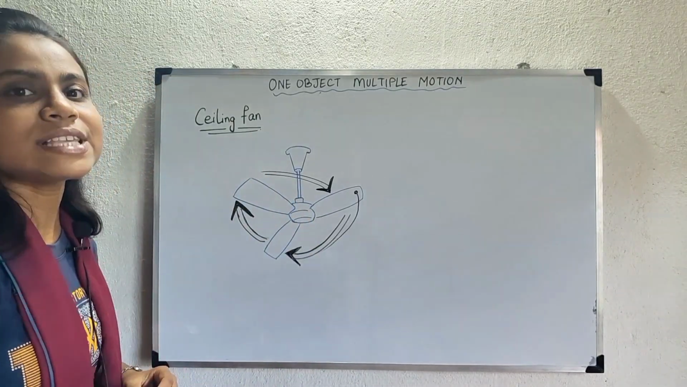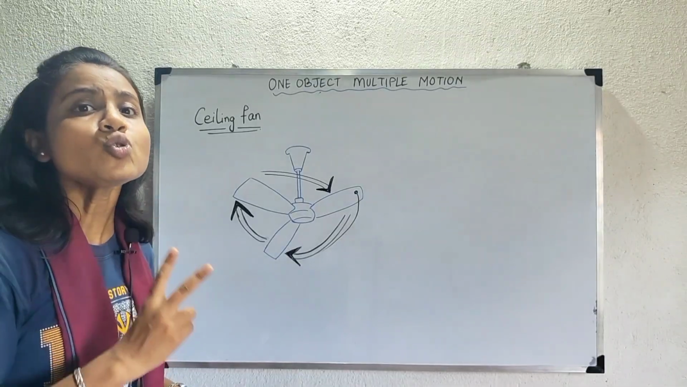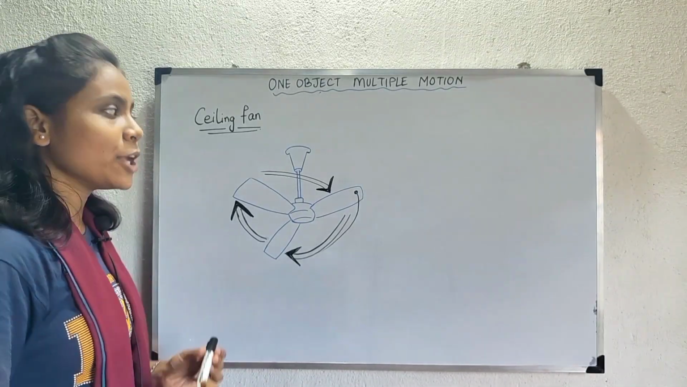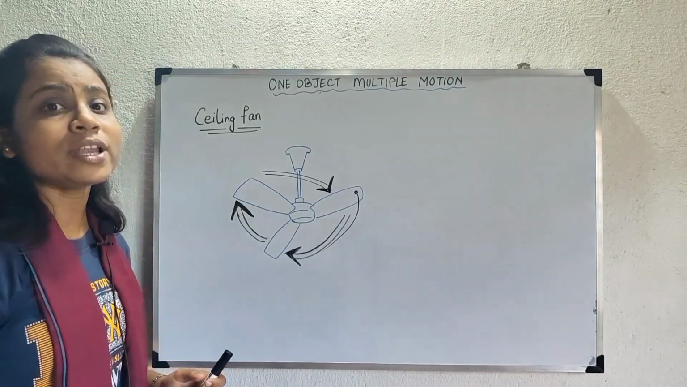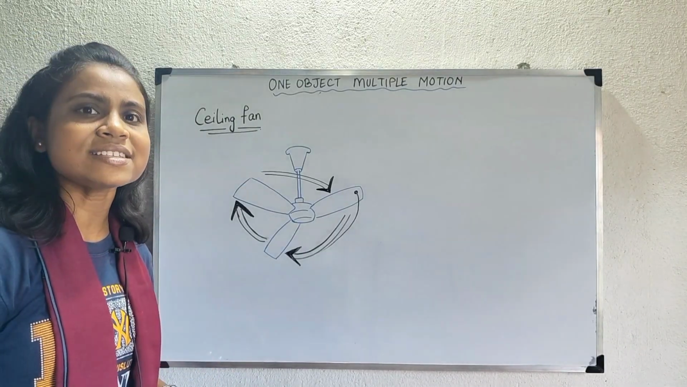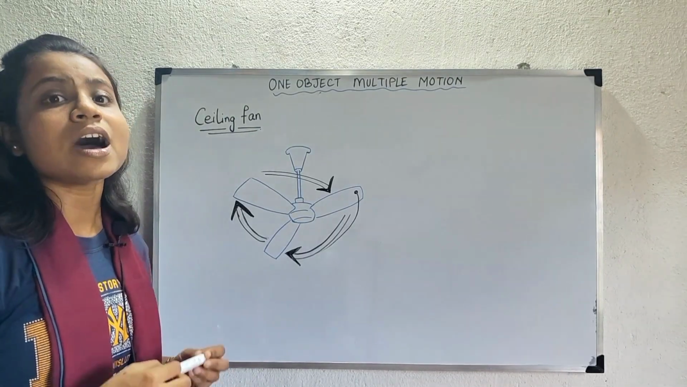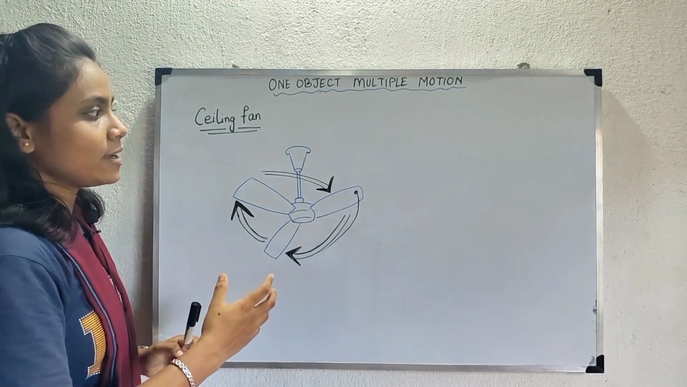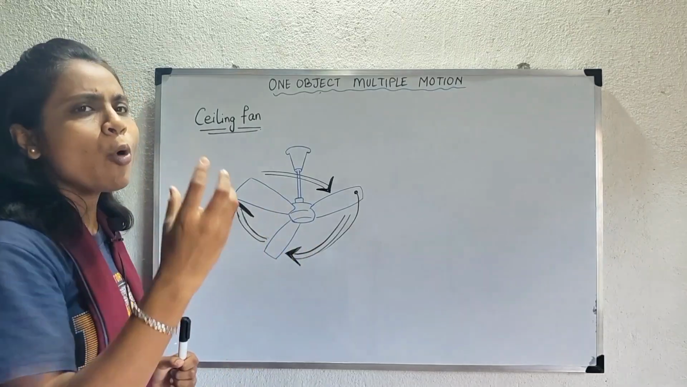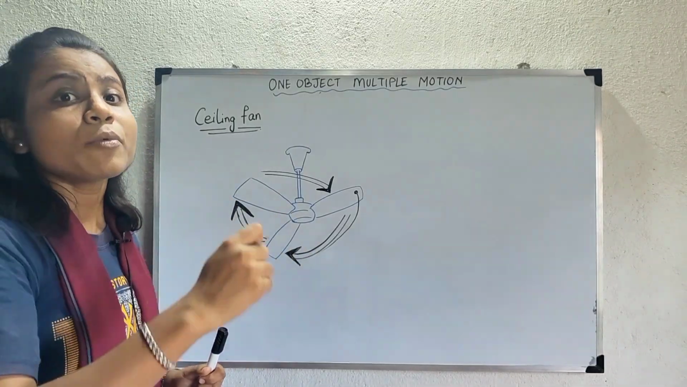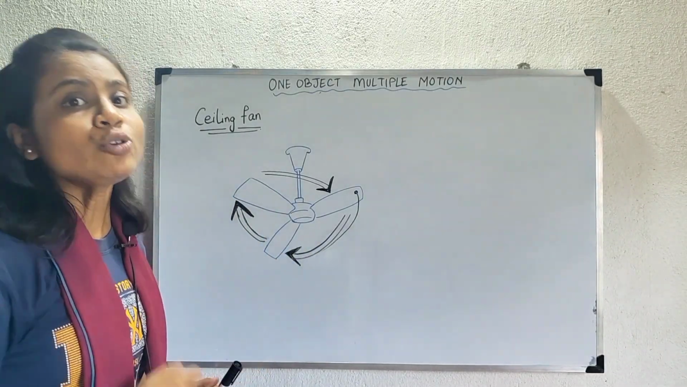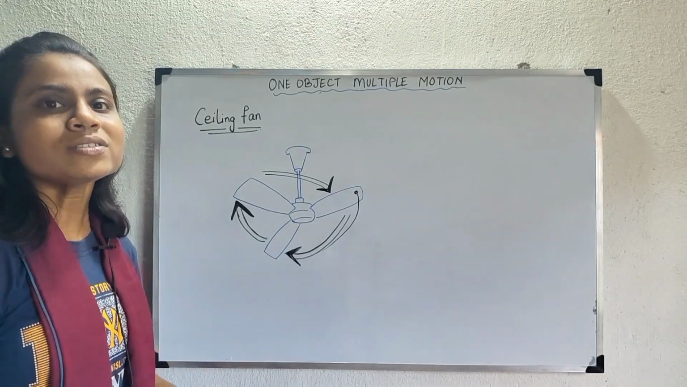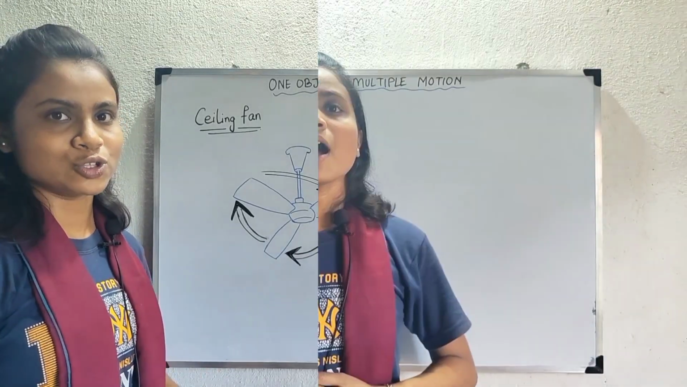Hence, in case of a ceiling fan, we observe two types of motion. One is rotational motion because the fan is actually rotating about its axis, and another one is the circular motion. This can be seen as a point in a blade is covering a circular path while rotating, and hence it shows circular motion also.